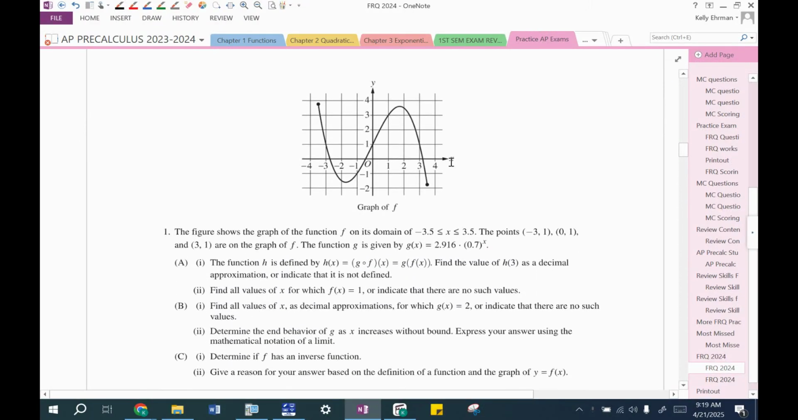And remember, we've been talking about this. The FRQs are always set up in the same way. You get the same types of questions. You just have different functions to work with.